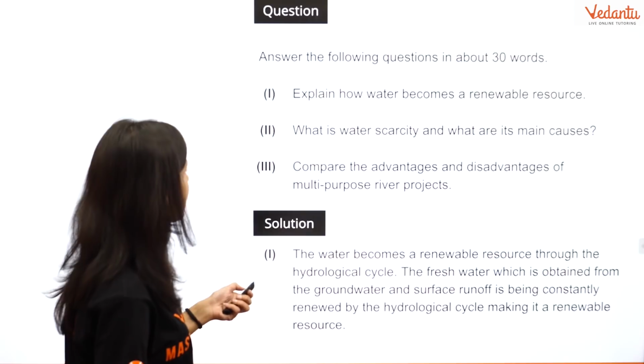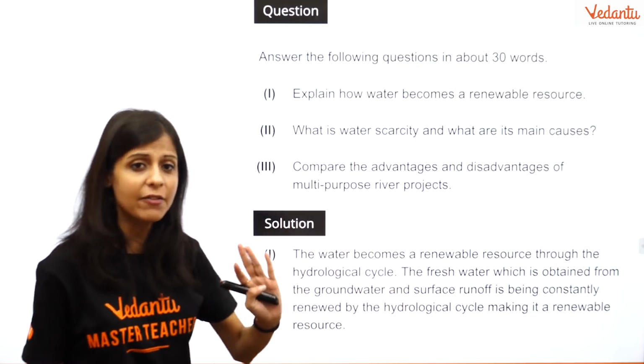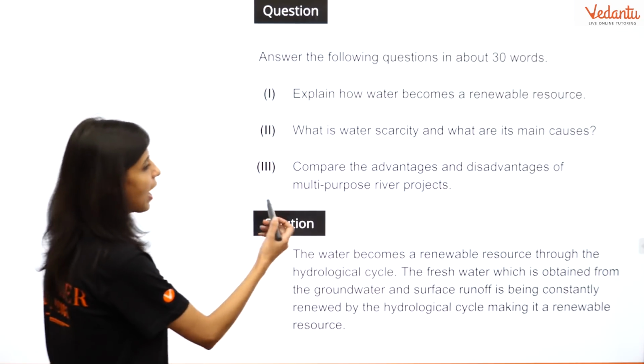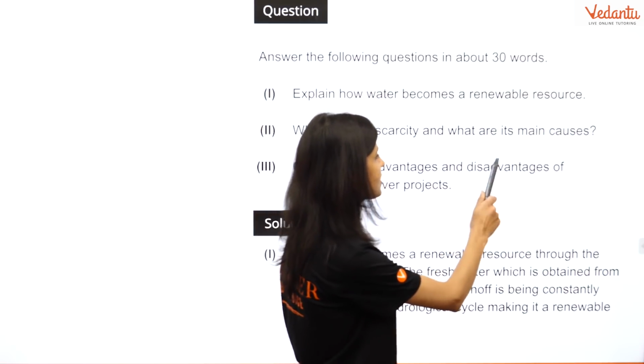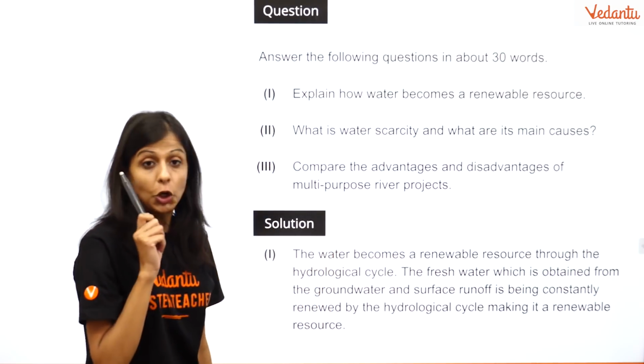Jumping on to the C part, compare the advantages. Oh, this is a very, very important question. So they've asked to compare the advantages and disadvantages of multi-purpose river projects.